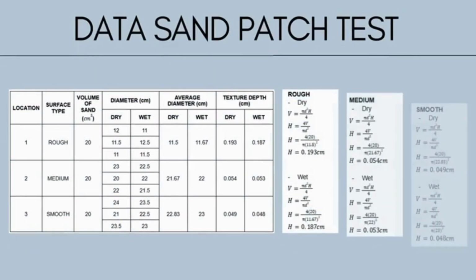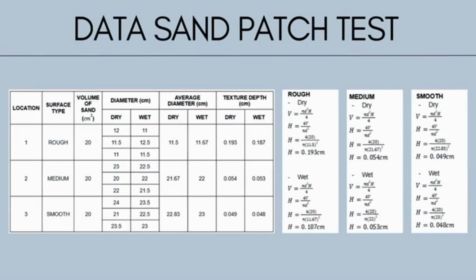The results showed clear differences between the 3 surfaces. The rough pavement had the highest texture depth, with values of 0.193 cm in dry conditions and 0.187 cm in wet conditions. The cement surface showed moderate texture depth, around 0.054 cm dry and 0.053 cm wet. Finally, the smooth tile surface had the lowest values, approximately 0.049 cm dry and 0.048 cm wet.